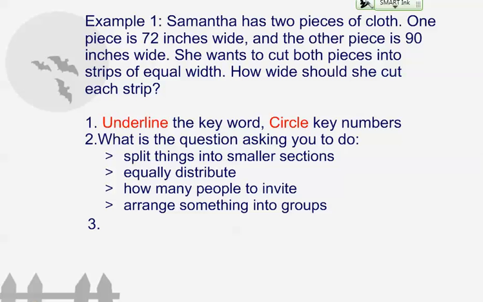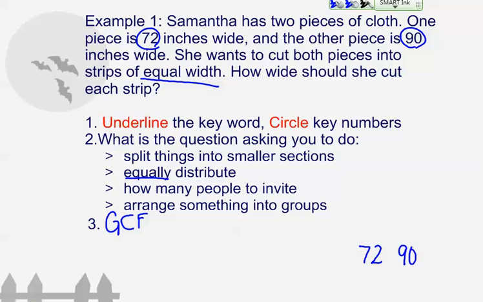Now, if you have a hard time finding the key word, look at these questions down here. Do you see any of these words in the question? I do. The word I see is equal, and I see equally here. Or split things into smaller sections, which is actually what we're doing. So 72 is our number, and 90 is our other number. If you look back at the top, this is a greatest common factor question. So we have to find the greatest common factor of 72 and 90.